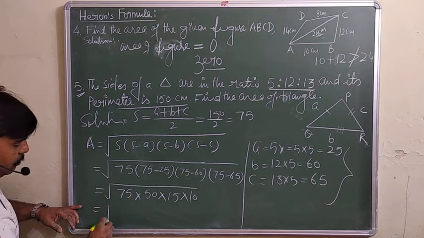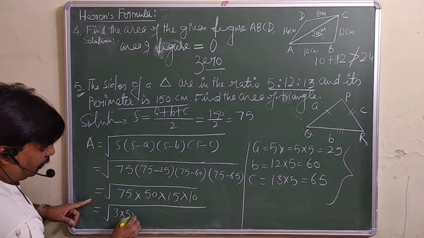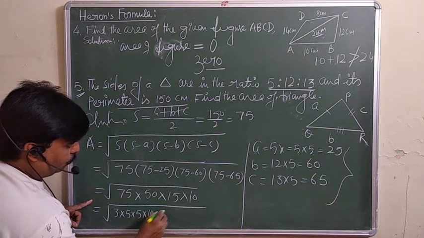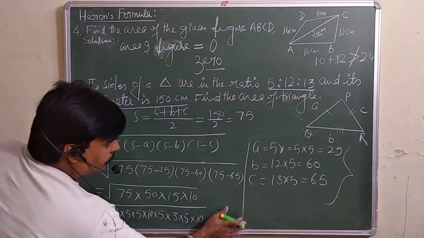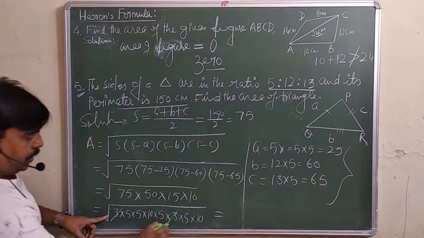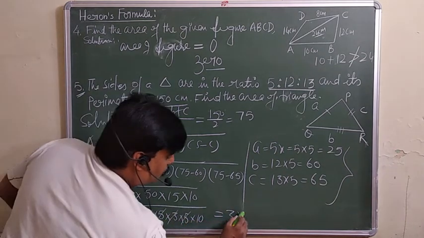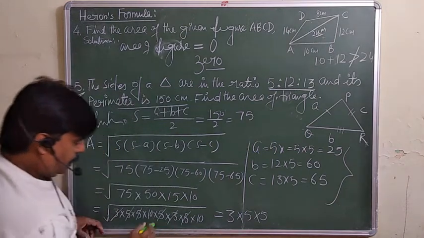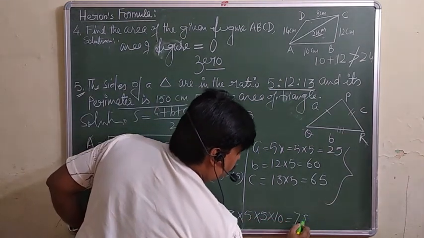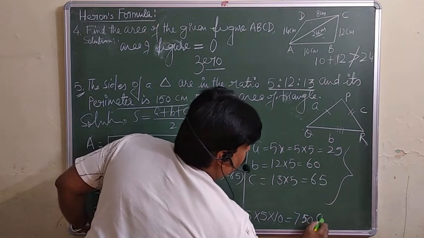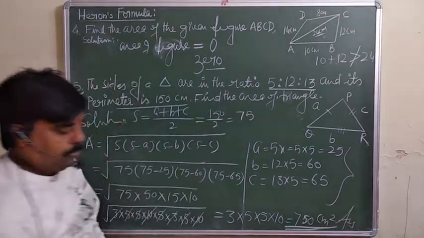You can do the factor now. For your own convenience, this can be written as 3 into 5 into 5, 10 into 5 you can write down, then 3 into 5 into 10. So here 3 will come out, 5 and 5, and 10 here. So this is 750 centimeter square, the area of this triangle. This is your answer. Have a look.